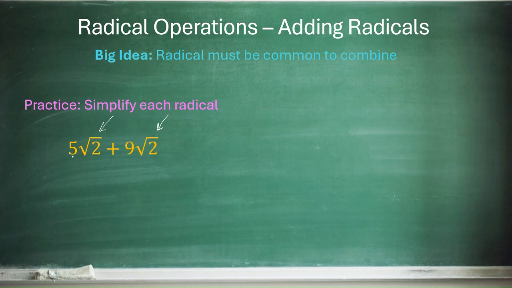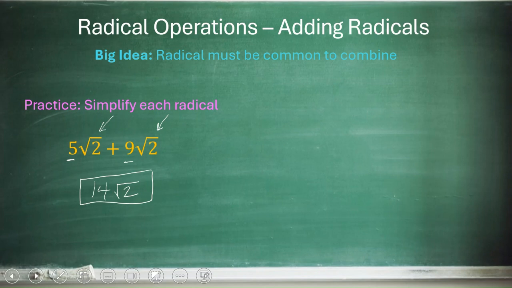So we are looking at 5 and 9. Those are our coefficients, and that's what we add together. So 5 plus 9 is 14. Our radical is root 2. That's what makes these like terms, so it stays root 2. Think of this the same way that you think of a common denominator when you're adding or subtracting fractions. You add the numerators and you keep the common denominator. In radicals, you add the coefficients, you keep the common radical.